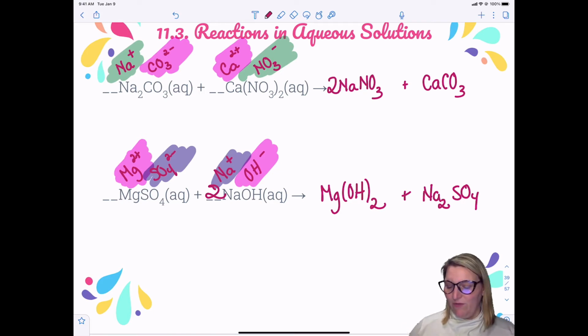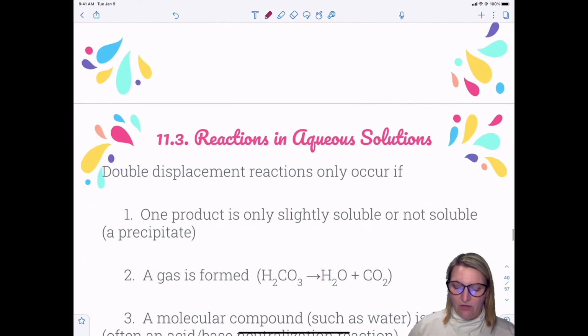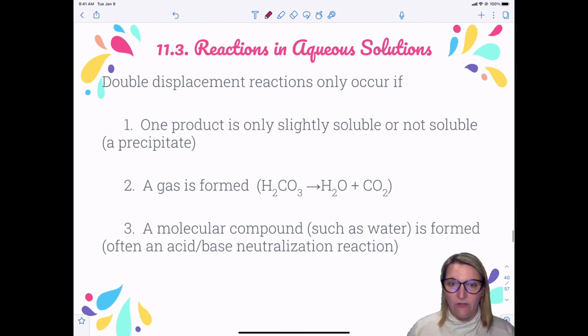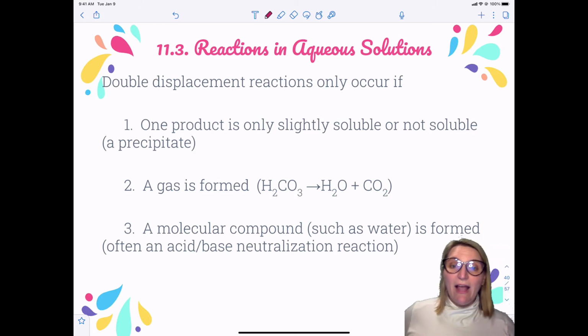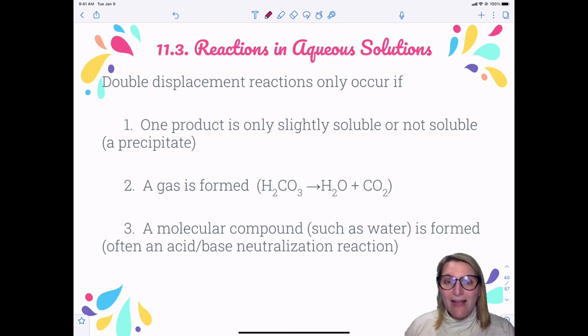And now we have to figure out what is going to come after these, solid or aqueous. Oh, actually, before we do that, these reactions will only happen if they actually form a solid product. If everything is aqueous, then did a reaction really even take place?